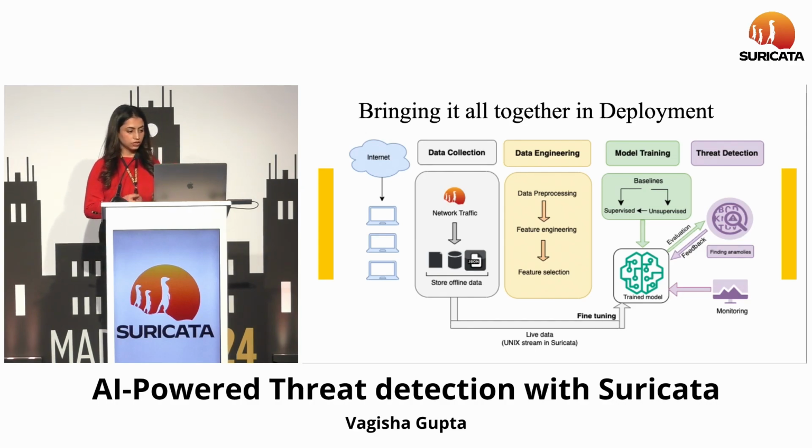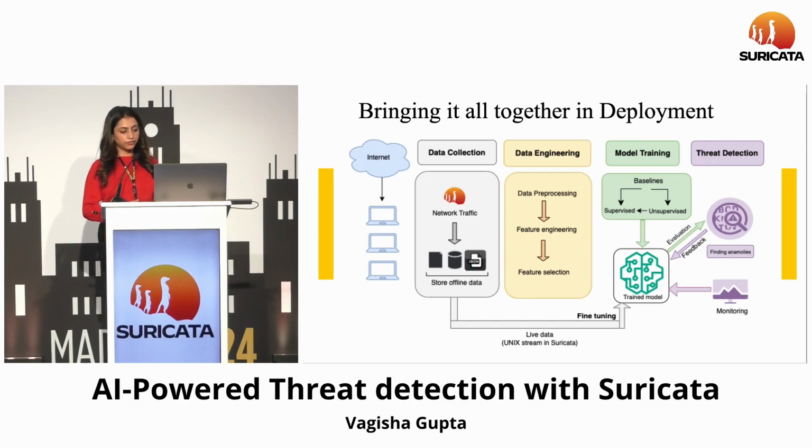Whatever tool you use, it generates traffic, and you can store that offline data in any database you want, maybe CSVs, a database, JSON, or anything else. Then you perform data engineering based on your use case. In my case, I used a combination of all events. In your case, if you want to perform infiltration or exfiltration detection, you can use certain event types to run baselines on. In a similar way, you perform data preprocessing, feature engineering, and feature selection.